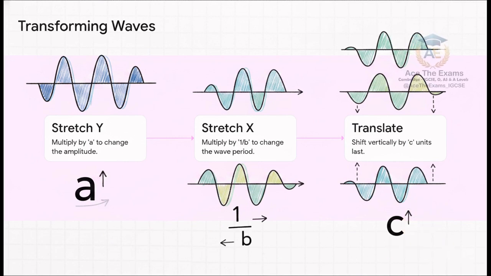Step 1. The letter A stretches the wave parallel to the y-axis. It's directly changing your amplitude. Step 2. The letter B stretches or squeezes the wave along the x-axis by a factor of 1 over b, which changes its period. And finally, step 3, the letter C translates the entire wave vertically, shifting it up or down. And listen, this is a crucial detail to remember. When you are drawing these transformations out, that vertical translation step must always happen last.